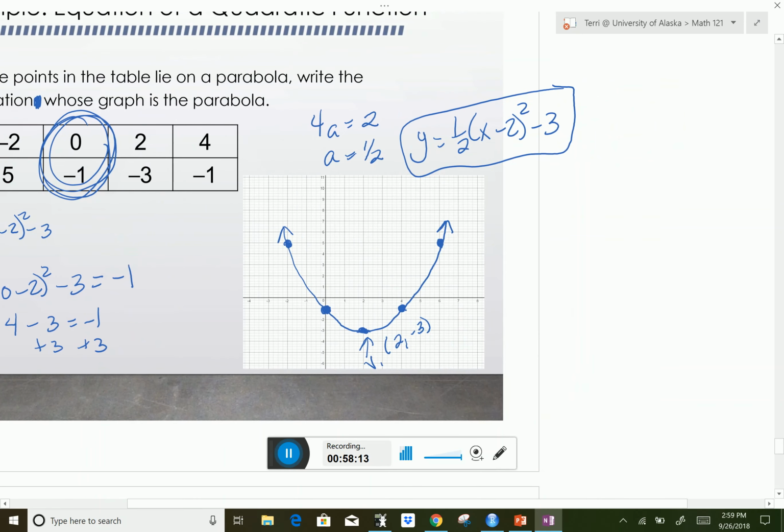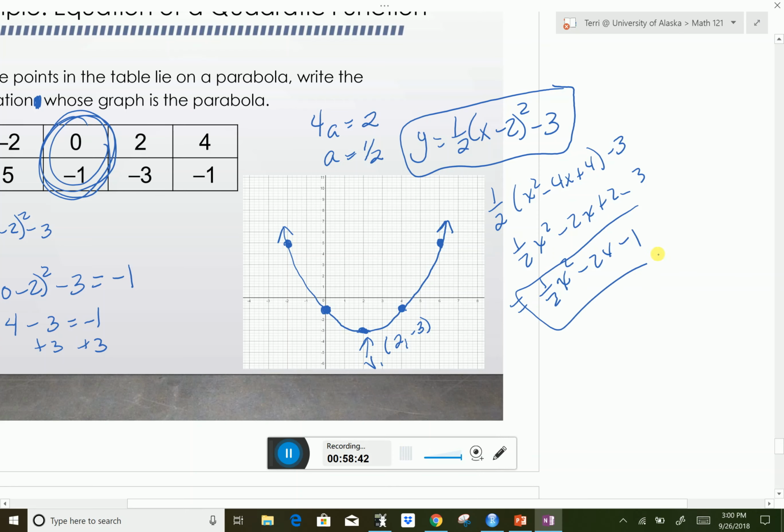Now, if I really wanted to, I could multiply it all out. 1/2 x squared minus 4x plus 4 minus 3. 1/2 x squared minus 2x plus 2 plus 3. 1/2 x squared minus 2x plus 5. And that is not even right. Oh, because this is minus 3. That's why. -1. Now it's right. Okay. Now it looks better.